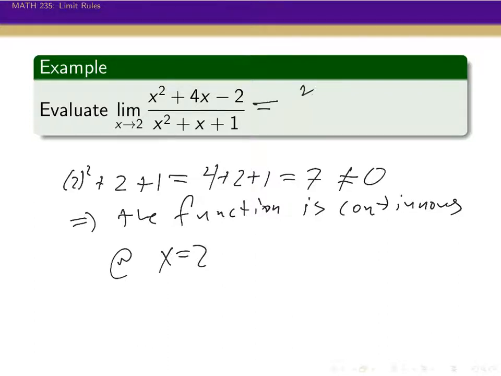And so all we need to do is just plug 2 in for x everywhere. So it's going to be 4 plus 8 minus 2. We already figured out that the bottom is 7. So I have 12 minus 2, which is 10, over 7. And we're done.